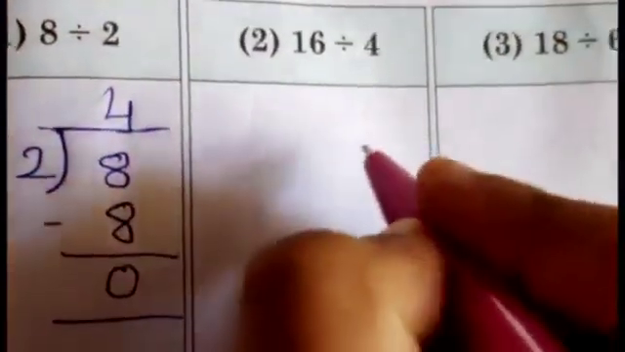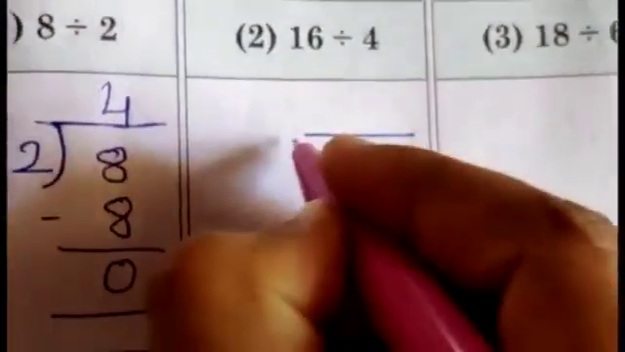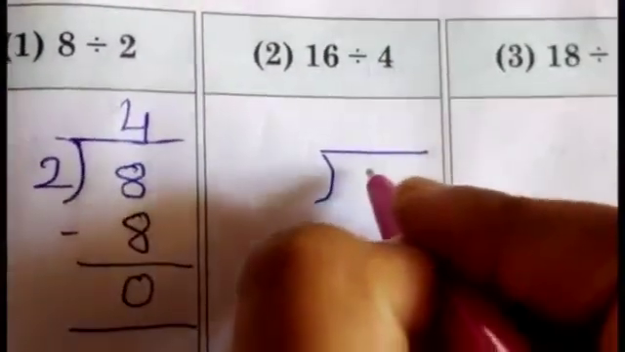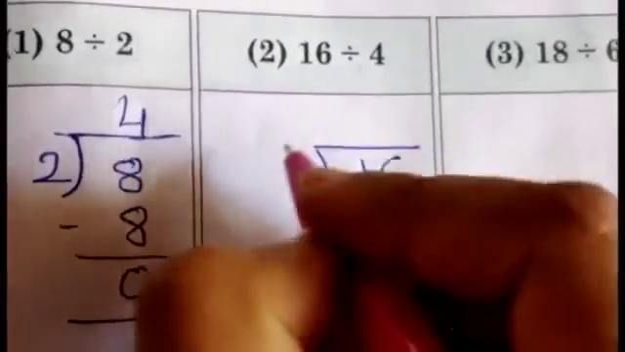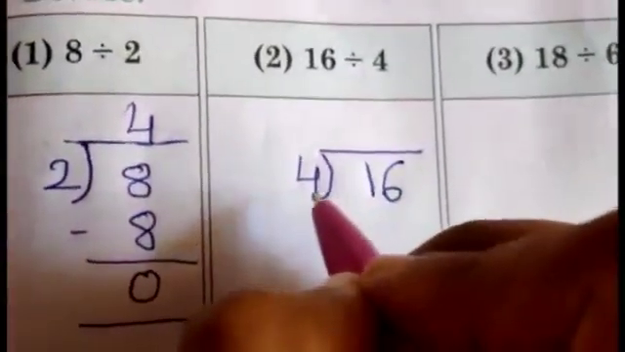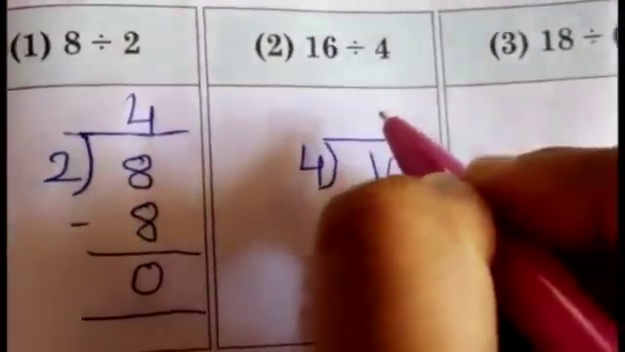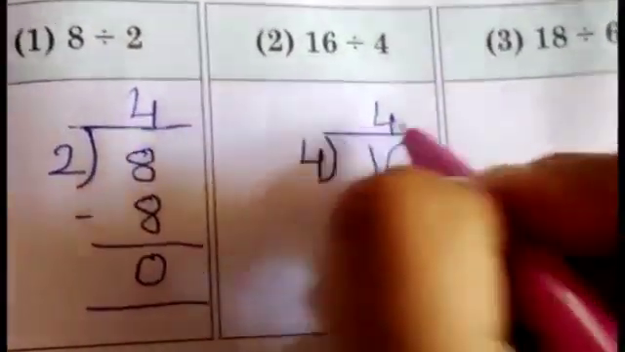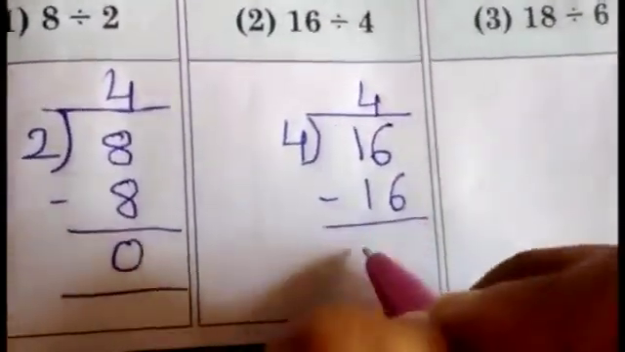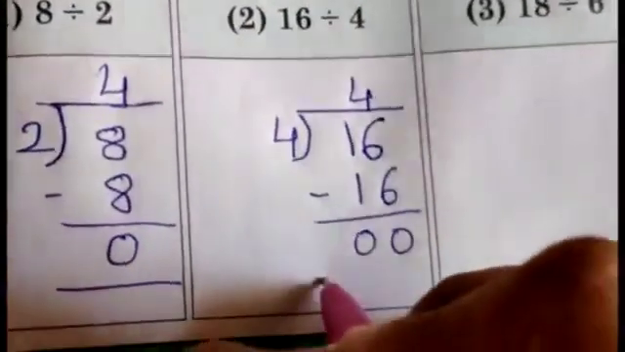Now second one, it is 16 divided by 4. So now let us do the division. 16 is a dividend, 4 is a divisor. Is 16 divisible by 4? Yes. So now let us do the division, that is 4 4s are 16.